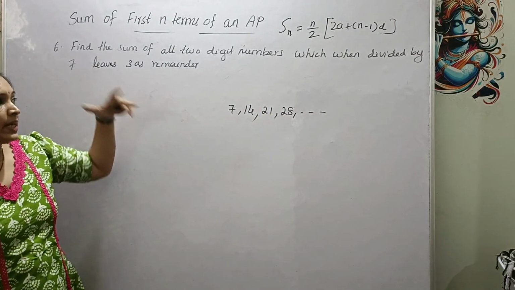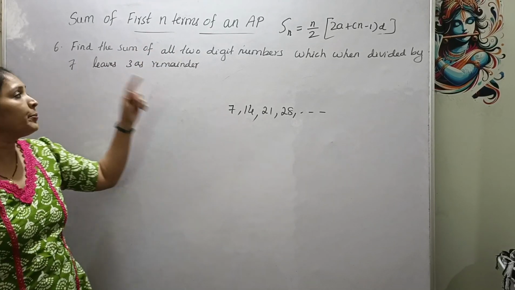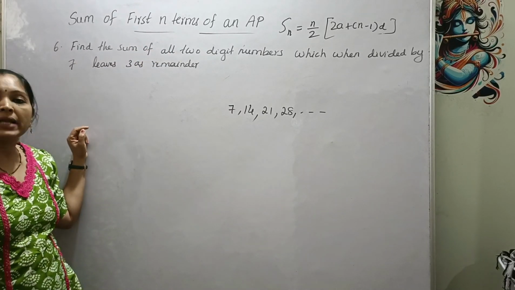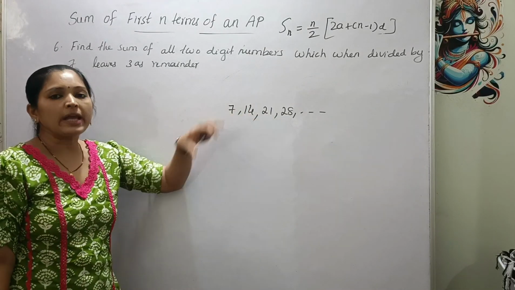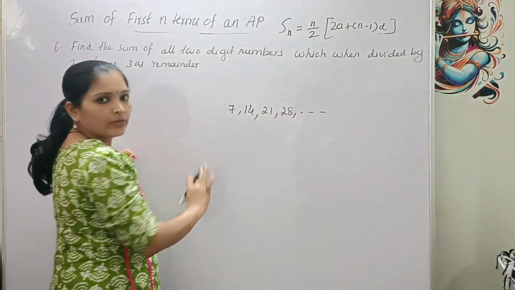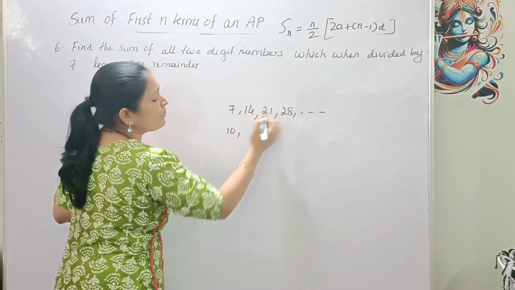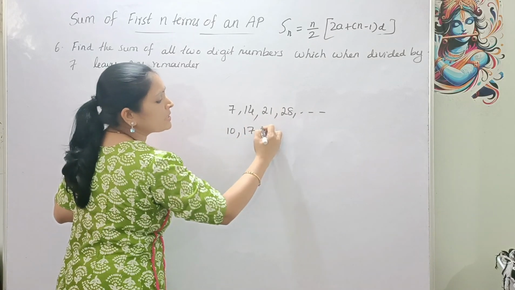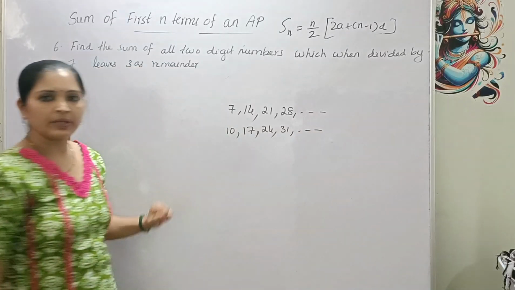Okay. After that, here we have to write the two-digit numbers which when divided by 7 leave 3 as remainder. Here remainder is 0, right? So remainder is 3 means we have to add 3 to all the numbers, right? That is 7 plus 3, 10, 14 plus 3, 17, 21 plus 3, 24, 28 plus 3, 31, etc.